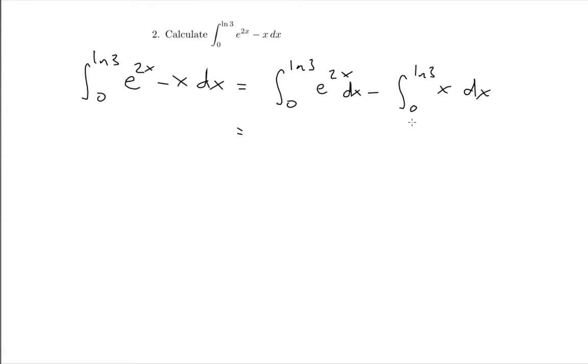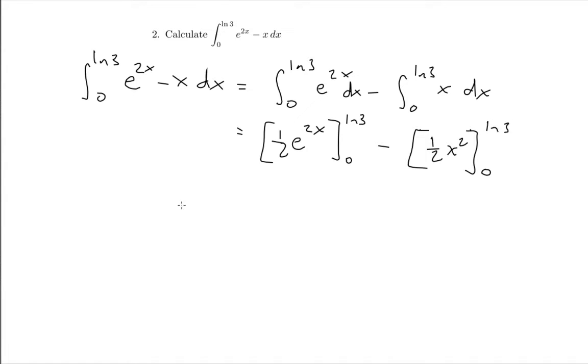Okay, now that it's in this form, I can do the antidifferentiation of each of these integrations on their own. So the antiderivative of e to the 2x is 1/2 e to the 2x, and I'm going to evaluate that from 0 to ln 3. I'm going to subtract off the antiderivative of x. The antiderivative of x is 1/2 x squared. I'm going to evaluate that from 0 to ln 3.